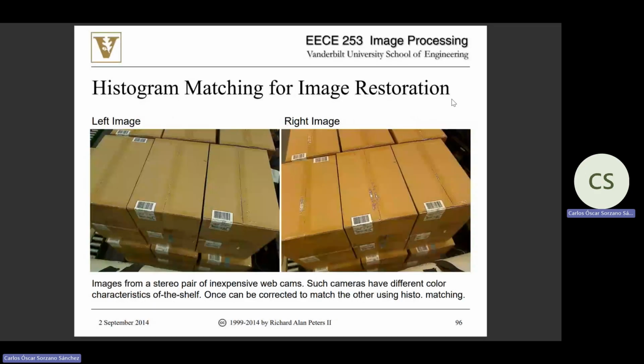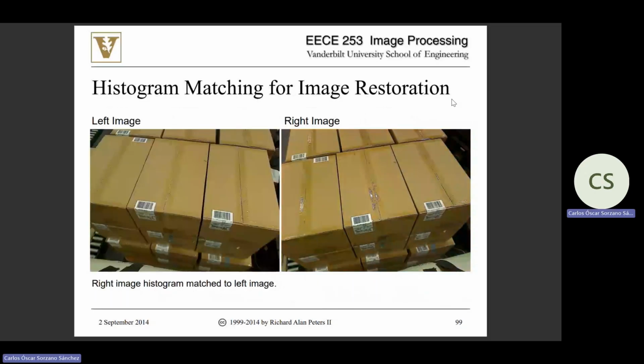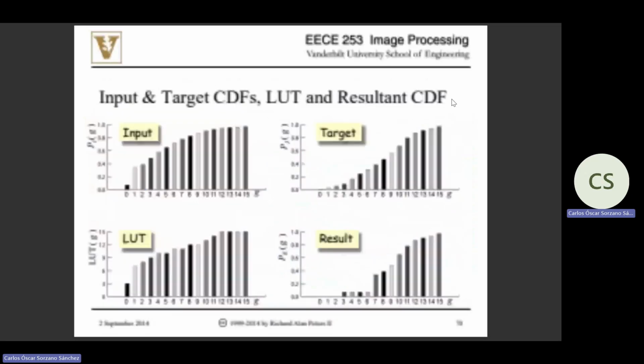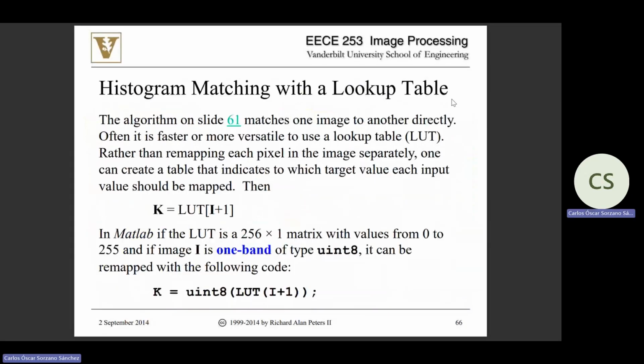And here we have another example. Let's say that you have two cameras looking at the same object, and again, the colors do not match. If you want to combine the two, then you can actually transform one of them so that it looks like the other one. Okay, so this is what we want to get. Now let's see how to get that. Let's go back to this histogram matching.